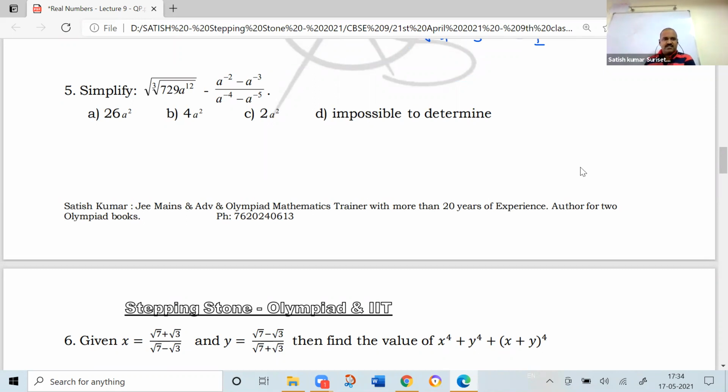So it is the square root of the cube root of 729 a to the power of 12, minus a to the power of minus 2, minus a to the power of minus 3, upon a to the power of minus 4 minus a to the power of minus 5. This you have to simplify. Now 729, you factorize and tell me what you will get.